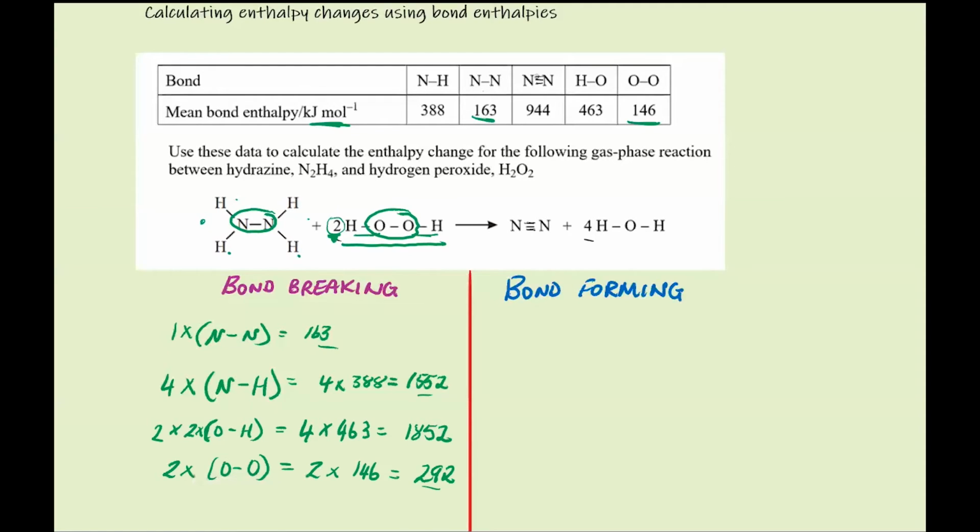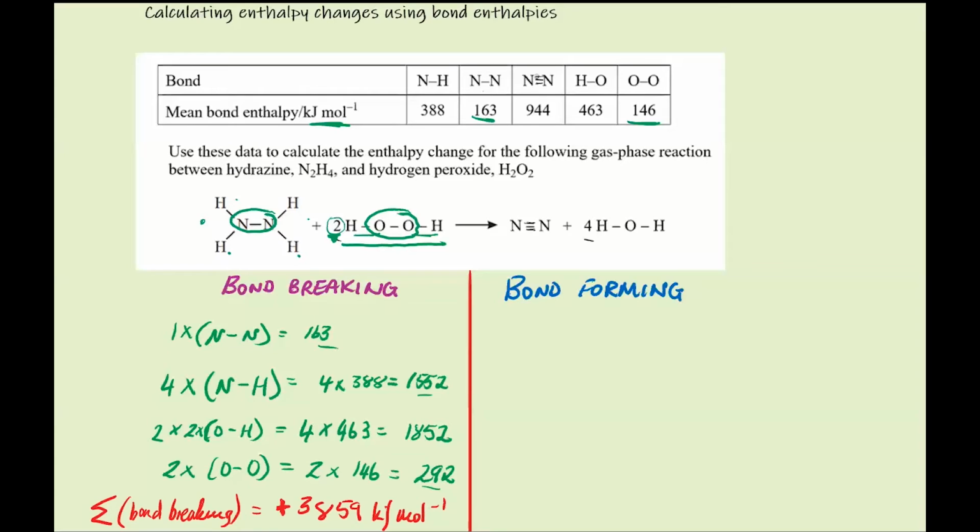So we'll write the sum of bond breaking, and that equals 3,859 kilojoules per mole. Now it is bond breaking, so we need to make sure we've got our sign there. So just stick your sign in. Just do that as a matter of course, and then you're less likely to make mistakes in other areas if you always think sign and units every single time. So we've done our bond breaking.